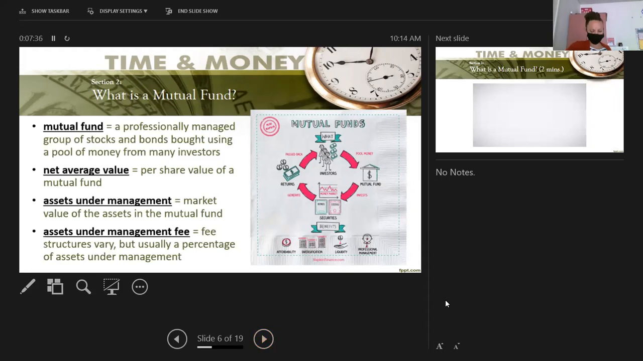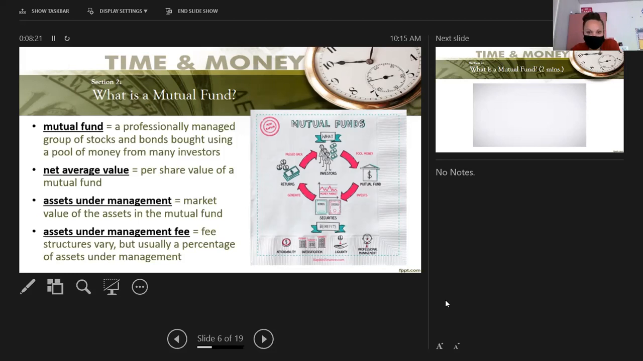So a mutual fund is a type of fund, but it's a professionally managed group of stocks and bonds bought using a pool of money from many investors. The net asset value is the per share value of a mutual fund. So how much is it per share? Assets under management is the market value of the assets in the mutual fund, and the assets under management fee structures vary, but it's usually a percentage of the assets under management. So there's not usually a set fee, but rather a percentage to determine the fee amount.